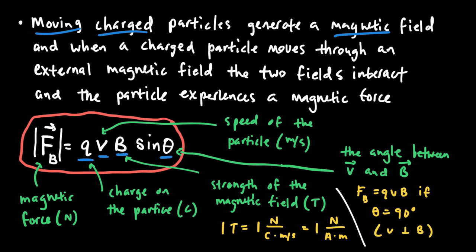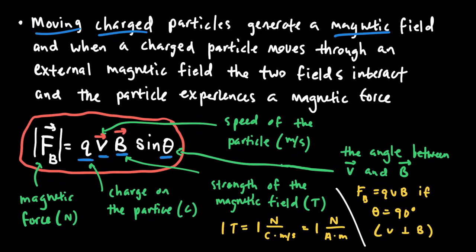And in this case, we should think about what the two vectors are. Now, Q is just the charge on the particle measured in coulombs, but V is the velocity of the particle, and that can point in a particular direction. And B is a field. It's the magnetic field strength. And so that's also a vector. So theta represents the angle between V and B.